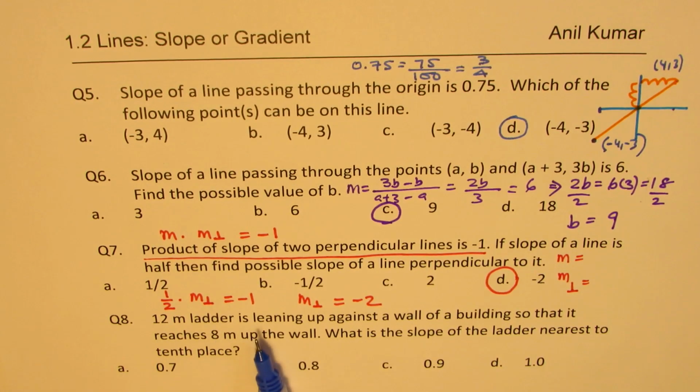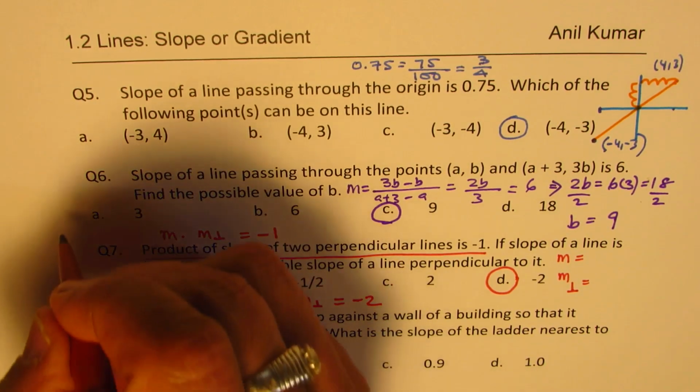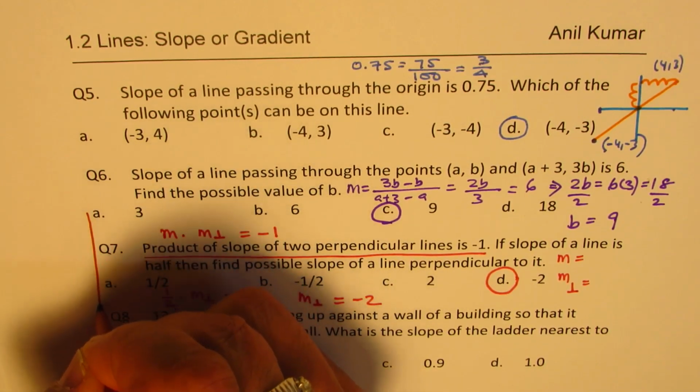A 12-meter ladder is leaning up against a wall of a building so that it reaches 8 meters up the wall. What is the slope of the ladder nearest to 10th place? Now this is one of those questions where the calculator will be allowed. So till now, all the questions which we did were without calculator, correct?